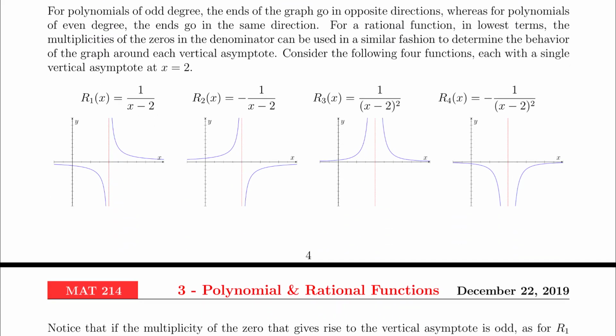Here are some examples of vertical asymptotes and how the graphs are affected by them. You can see in each case the graph does not cross that vertical asymptote at all. It approaches it. The graph has different end behaviors as it gets closer to that asymptote. It just all depends on what the initial function is.